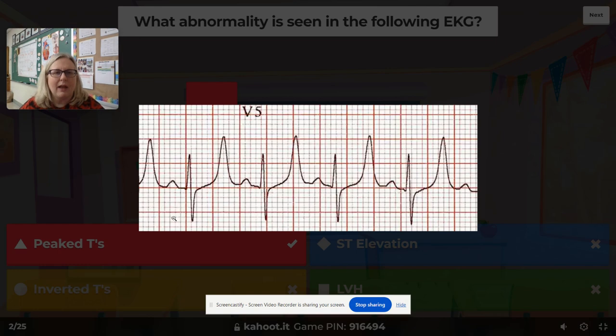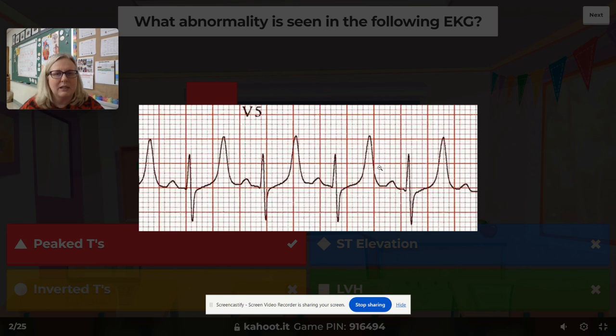Let's go ahead and take a look at that. You can see the really tall T's here. And how do you tell? Some of you have these confused with the QRSs. This is a P, QRS, tall T. This is a peaked T wave. Peaked T means it's tall and peaked like a tent, and it should be at least 2 boxes high. This one is almost exactly 2 boxes high.